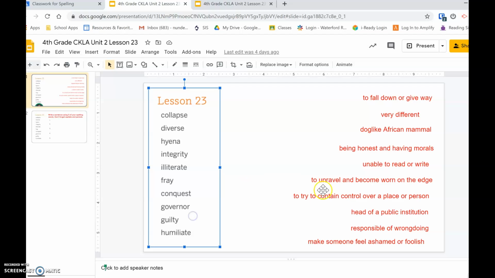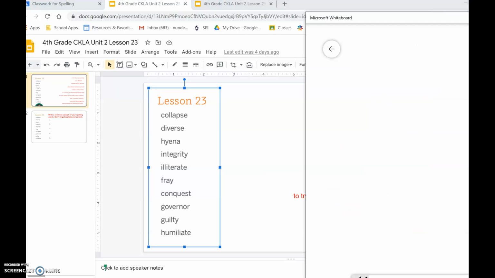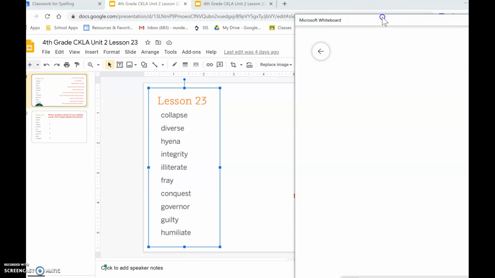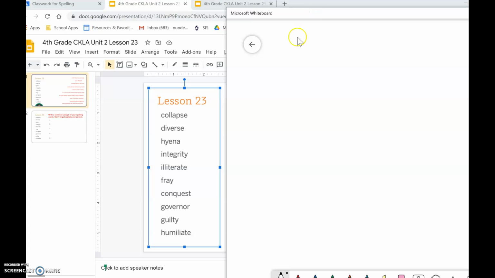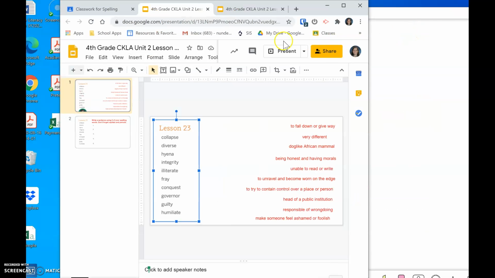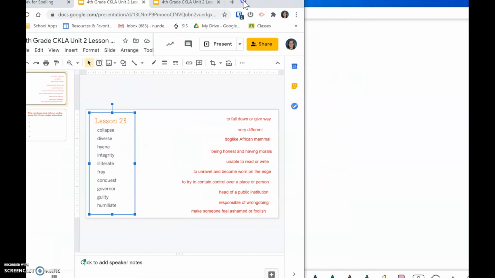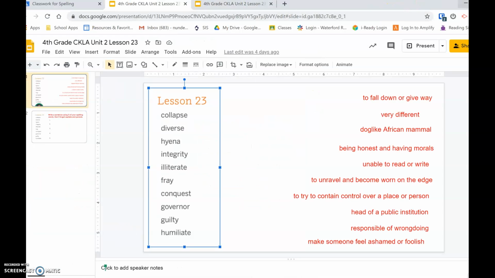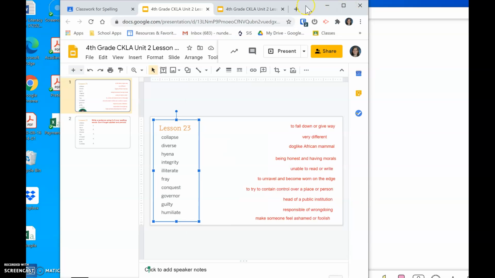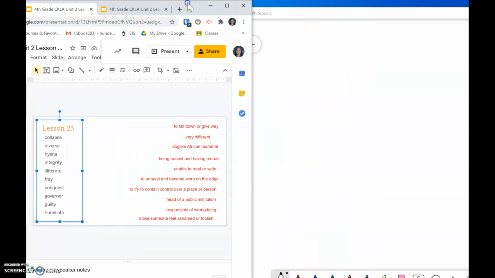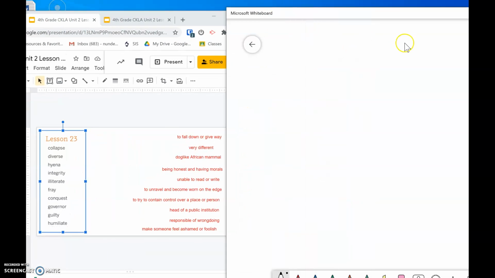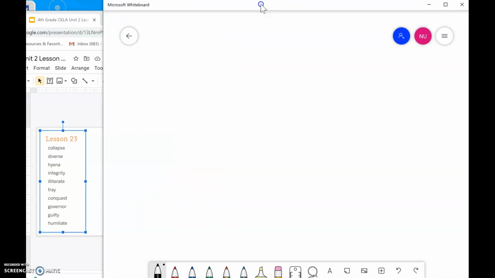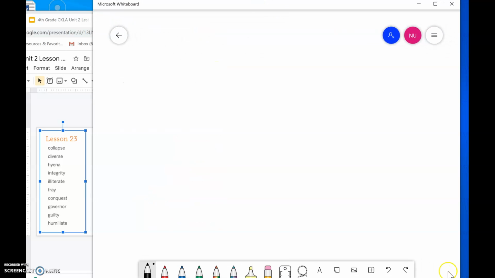And so I'm going to first just show you how to help you spell these words, because I want you to understand what the words are, how you can spell them, how I can help you learn to spell them. So I'm going to make this screen over here. And we're going to talk about these words.